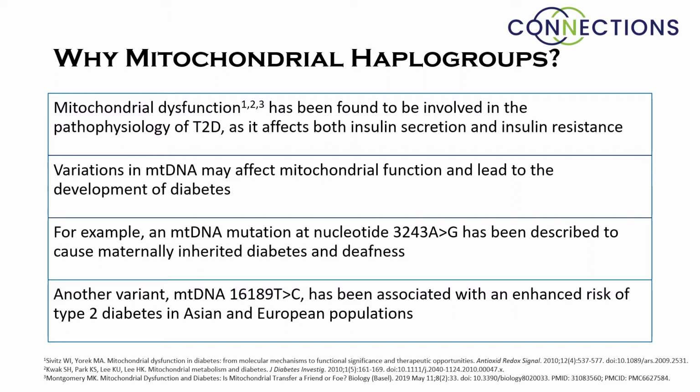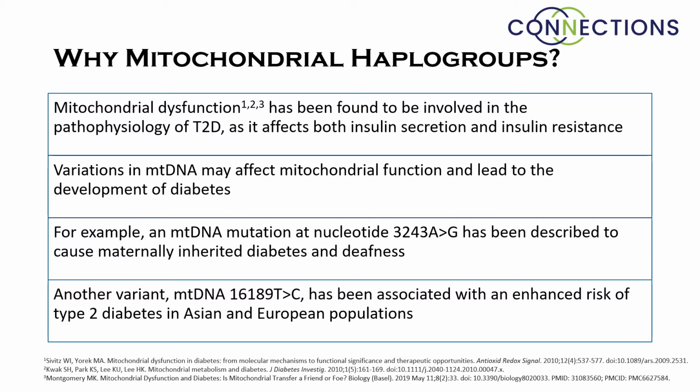So why mitochondrial haplogroups? Well, mitochondrial dysfunction has been found to be involved in the pathophysiology of type 2 diabetes, and it affects both insulin secretion and insulin resistance. Variations in mtDNA may affect mitochondrial function and lead to the development of diabetes. For example, an mtDNA mutation at nucleotide 3243A has been described to cause maternally inherited diabetes and deafness.